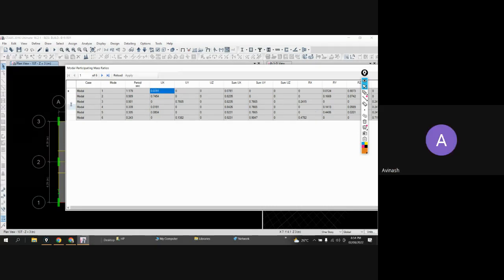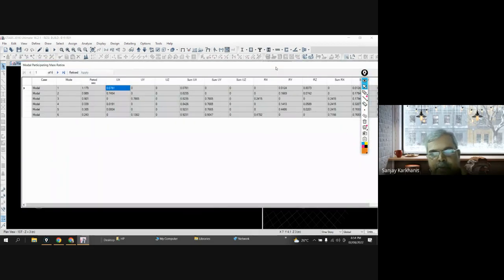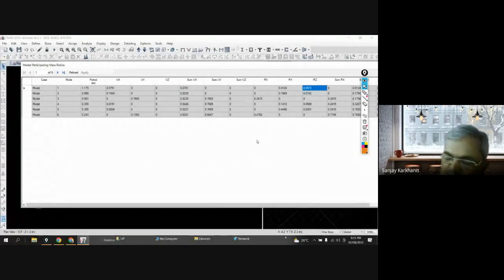Yes, sir. Now, if you see RZ over here, see, this is your RZ. Now this RZ, in rotation about Z axis, is 0.8073. Clear? And now this, as per code, is not allowed. The code has disallowed a first mode in torsion.